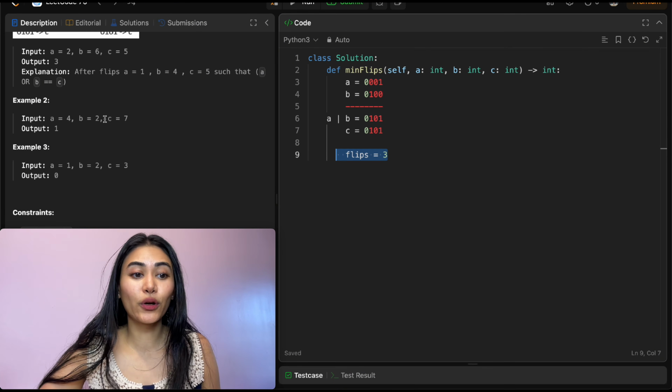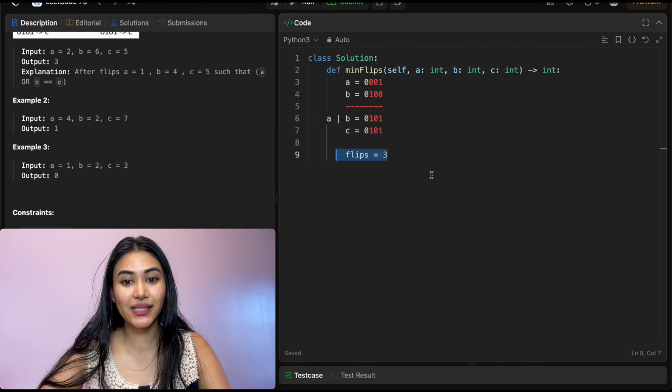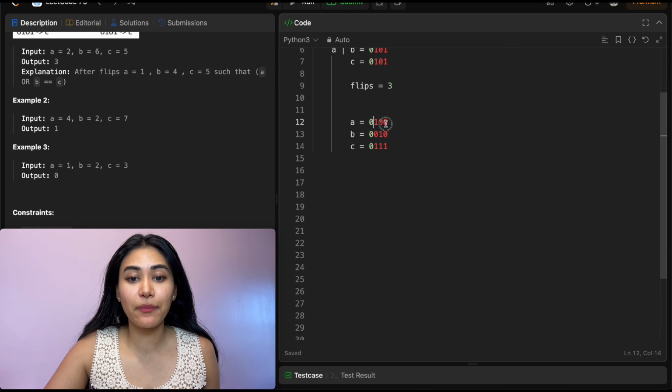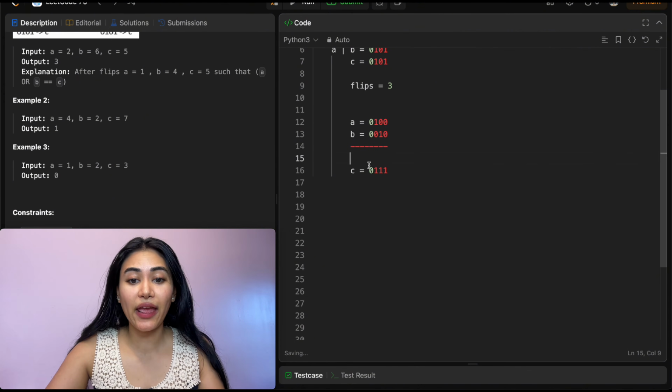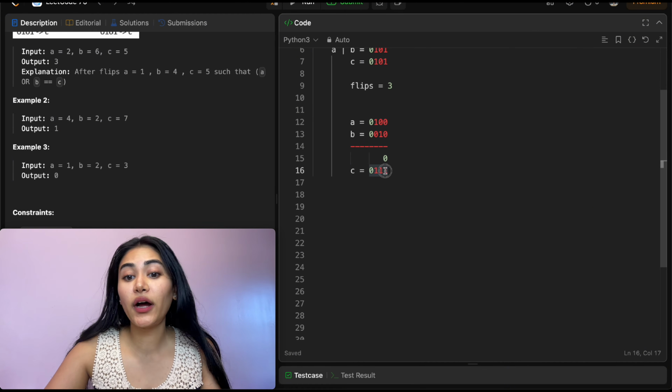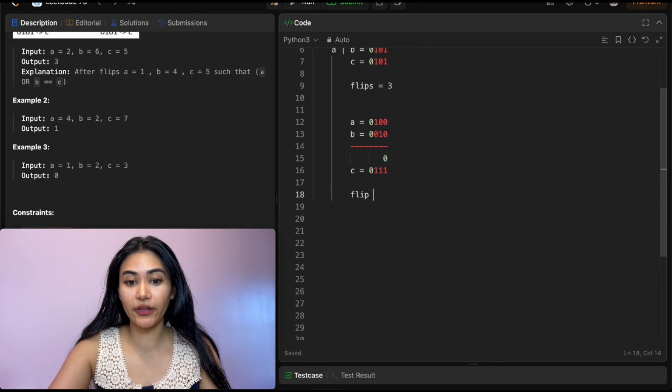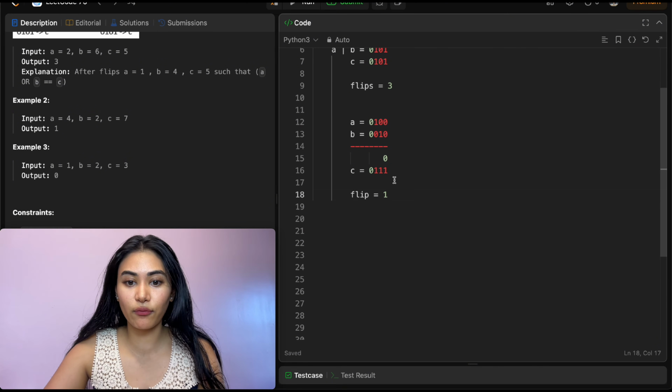Example 2, we have 4, 2, and 7. So how would that play out for this? With example 2, we have A being 4, B being 2, and C being 7. Again, checking what A or B is going to be. The first one is going to be 0, and we want a 1. So we know we need to make one flip, either A or B, doesn't matter. So we're going to have one flip here.